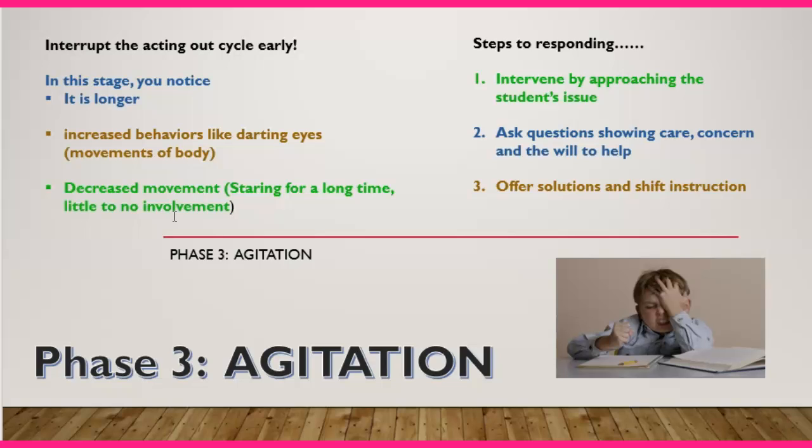The steps to responding to a child in the agitation phase are to intervene by approaching the student's issue. Ask them questions showing that you truly care about them, that you are concerned and that you are definitely there to help them through it. Offer solutions and don't be afraid to shift the instruction because that can actually help as well.